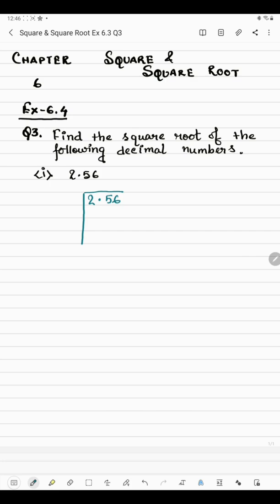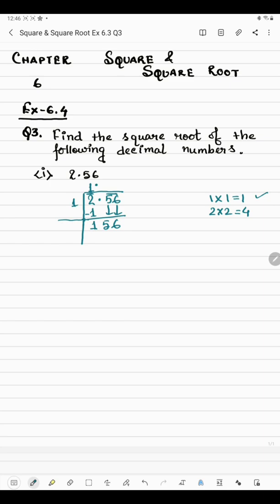So at first we will have to make a pairs. So here we have one pair and here we have one pair. So under 2 what should we take? Here we will have to take the square number. 1 1s are 1, 2 2s are 4, and 4 is greater than 2, so we cannot take this. So we'll take 1 1s are 1. Now 2 minus 1 is 1. Now this point will be shifted here and this 5 and 6 will come down, so it will become 156.